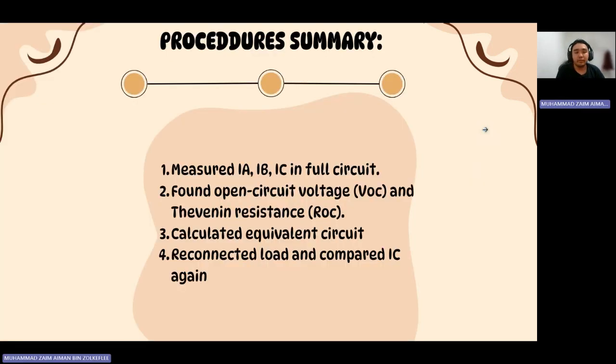The procedure of this lab I summarize into four steps. That is, to measure IA, IB, IC in the full circuit. Second is to find the open circuit voltage VOC and Thevenin resistance ROC. Number 3 is to calculate the equivalent circuit. And lastly is to reconnect the load and compare IC again.